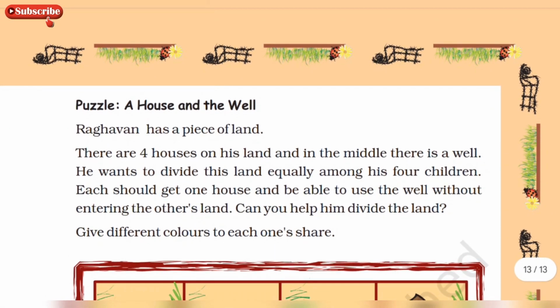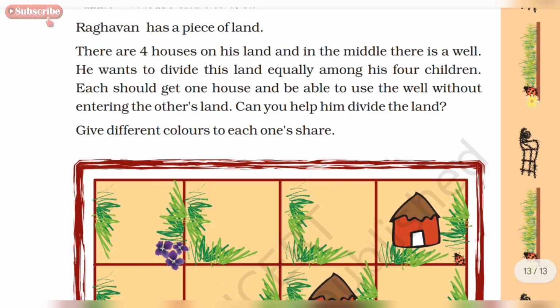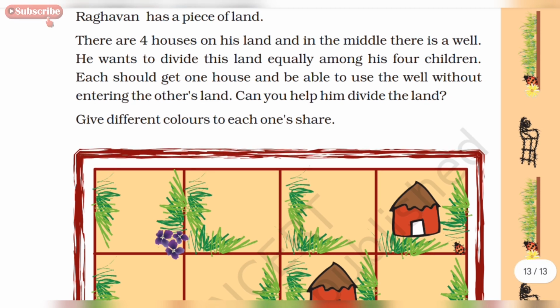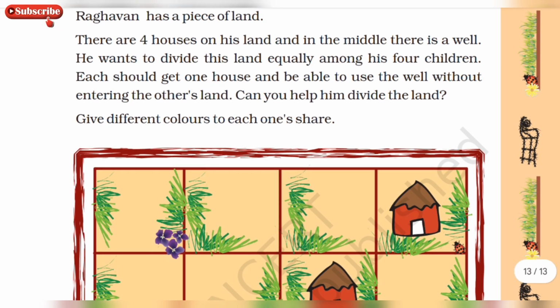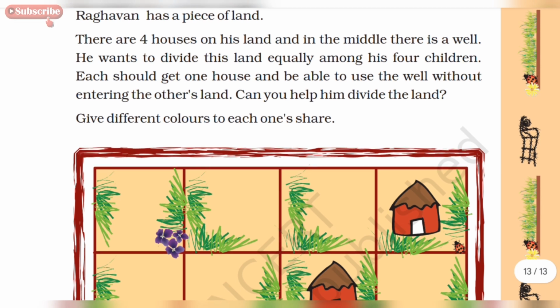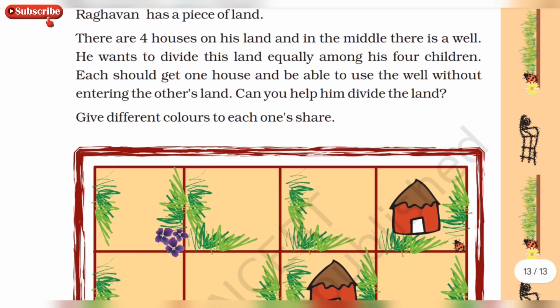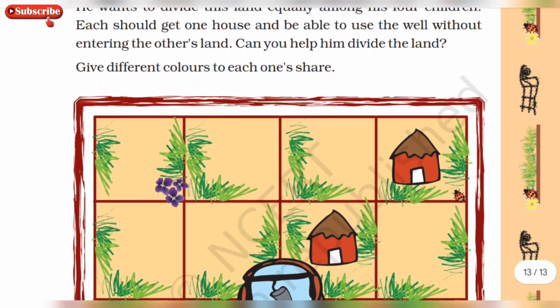Puzzles, a horse and the well. Ranga once had a piece of land. There are 4 horses on his land, and in the middle there is a well. He wants to divide this land equally among his 4 children. Each should get 1 horse and be able to use the well without entering the other land. Can you help him divide the land? Give a different color to each one's share.